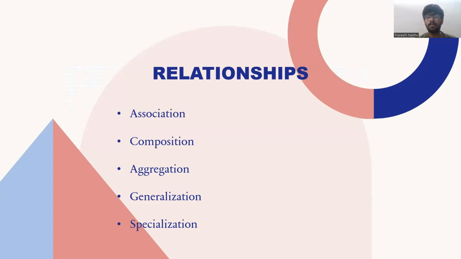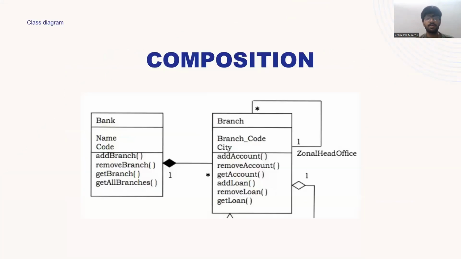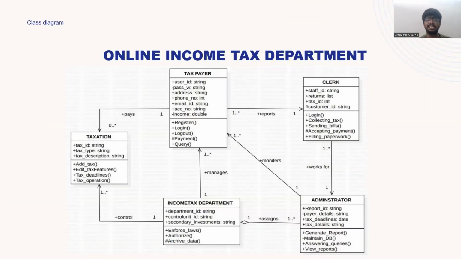Next, composition. A composition is a relationship where the child cannot exist independently without its parent. For example, a bank is a parent class and branch is a child class. Here, the branch cannot exist without the existence of the bank, so they both are dependent on each other. Next, aggregation. An aggregation implies a relationship where the child can exist independently of the parent. Like here, income tax department and administrator are in an aggregation relationship where they both can exist independently.